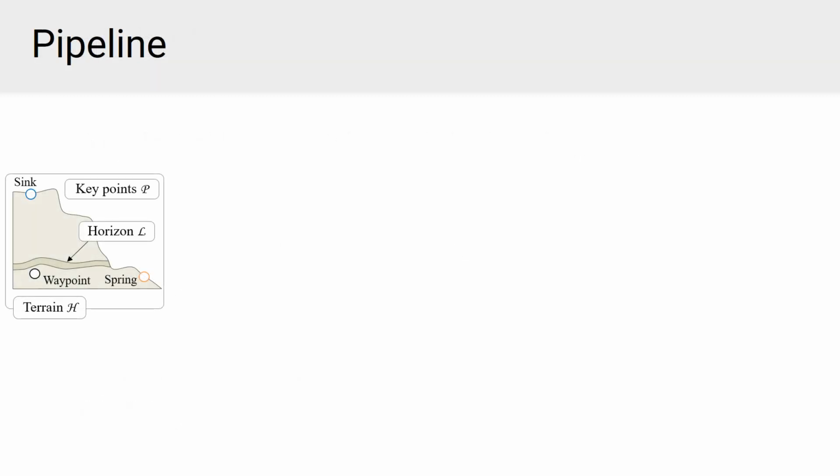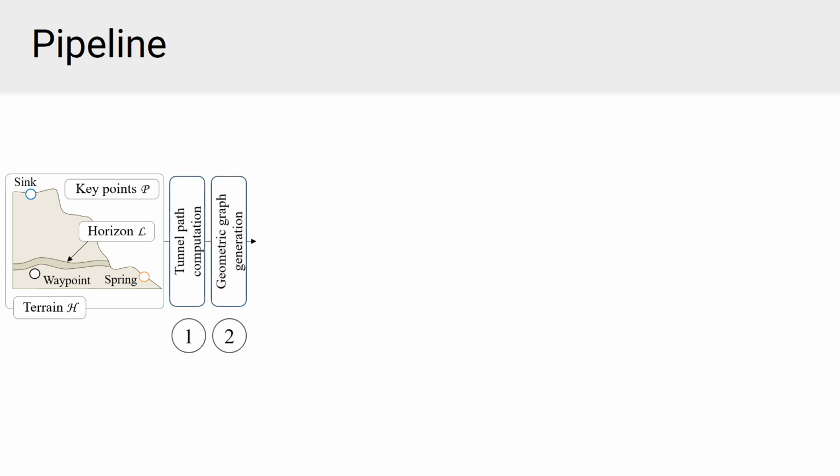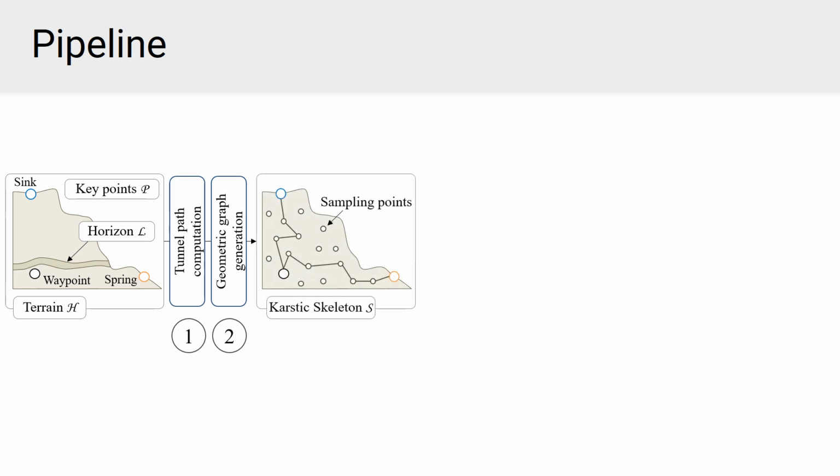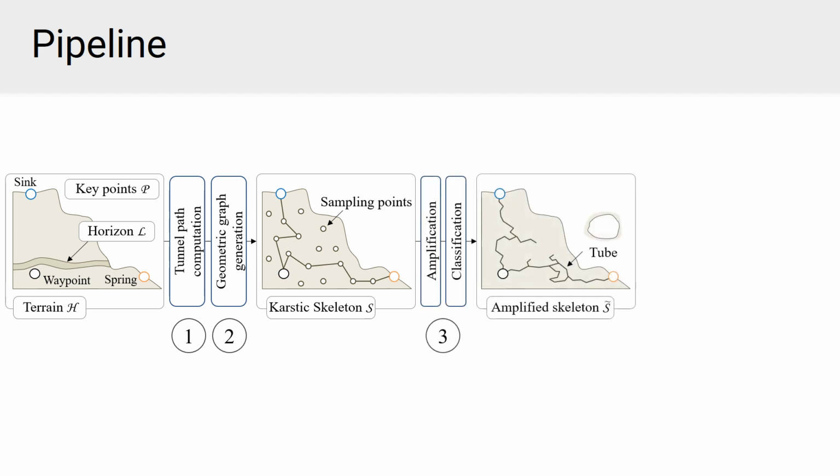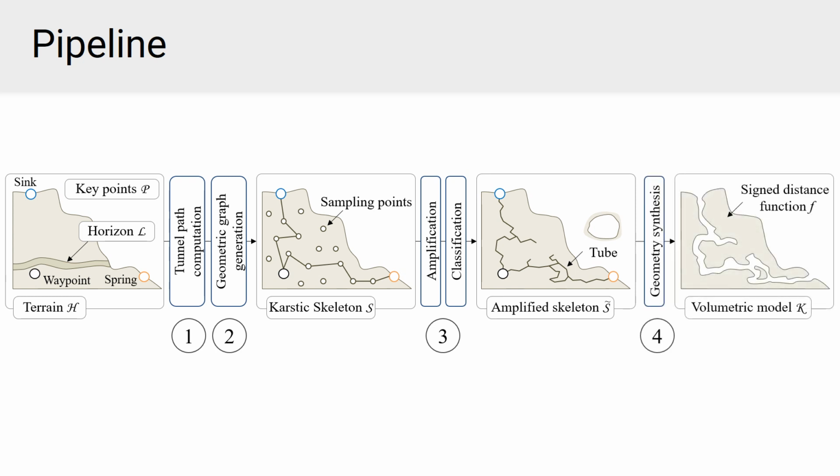We start from an initial height field terrain, a set of key points, and geological parameters such as inception horizons and the water table. We first generate a 3D geometric graph connecting those key points using an anisotropic shortest path algorithm. The graph is then simplified using a 3D gamma skeleton approach, amplified with dendritic structures, and labeled according to its geometrical and geomorphological parameters. Finally, the detailed geometry of the karst is generated using an implicit modeling approach.